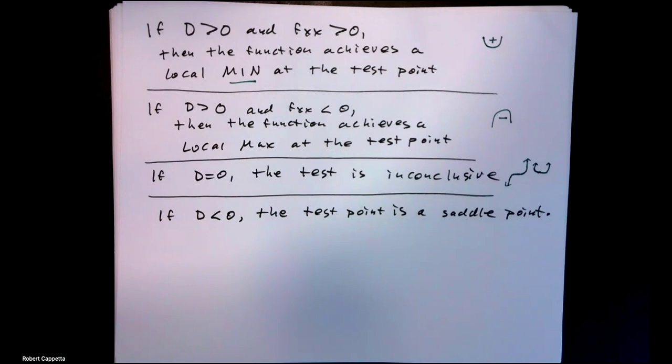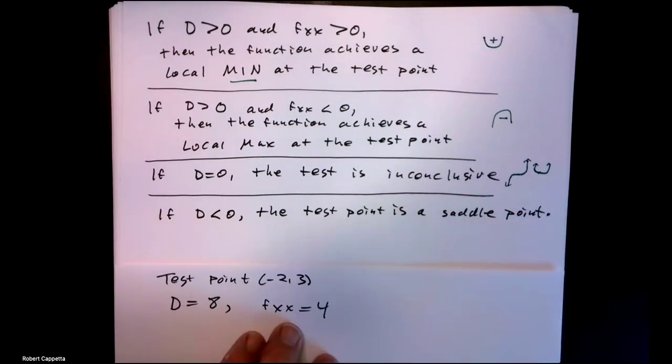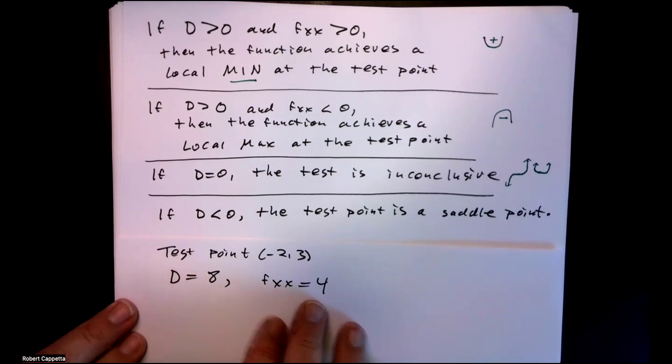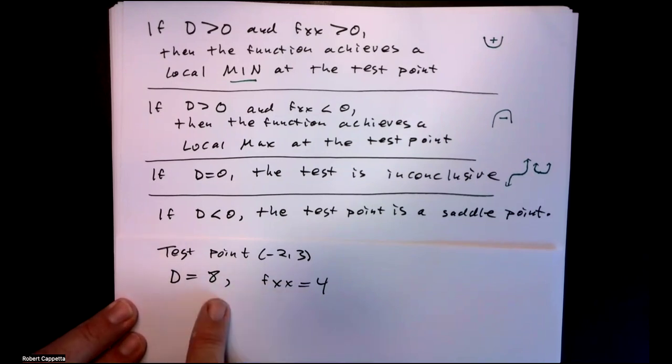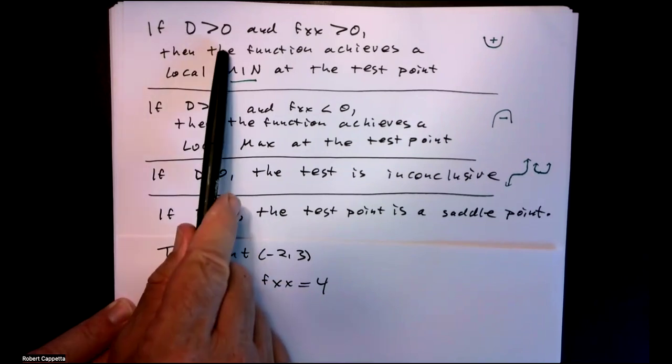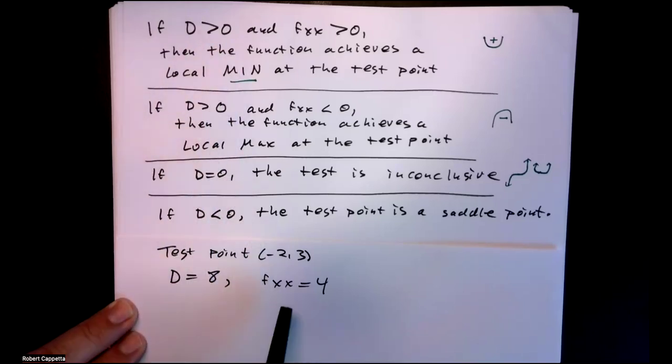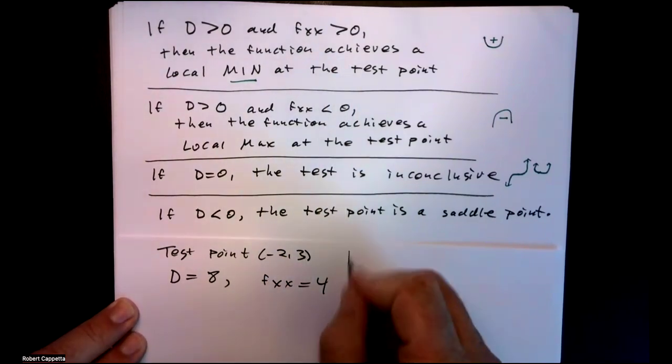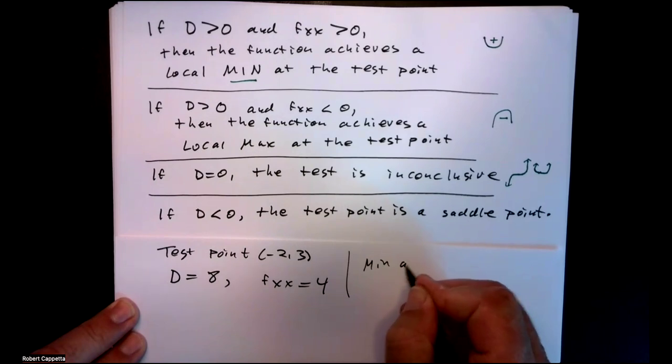Now, what do we have here? What was our case? Our test point was negative 2, 3. Our D was 8, and our fxx was 4. So D is positive, so we're either in the first case or the second case. The fact that fxx is 4 tells me that I'm going to have a minimum. So this means I should have a minimum at negative 2, 3.